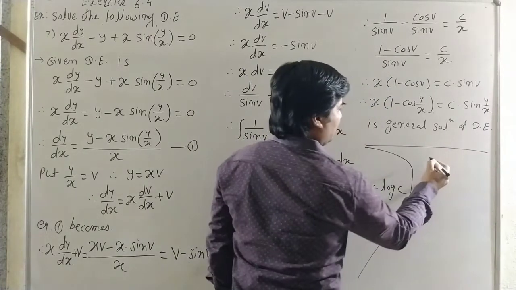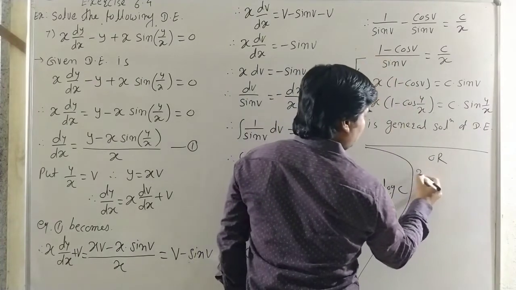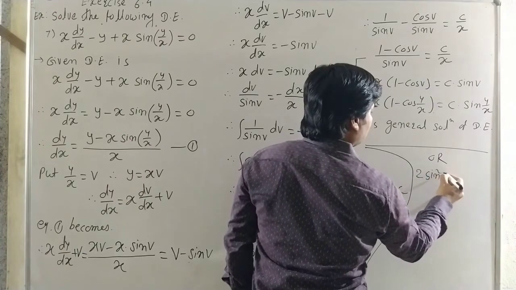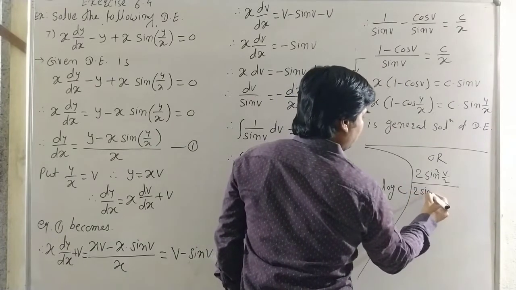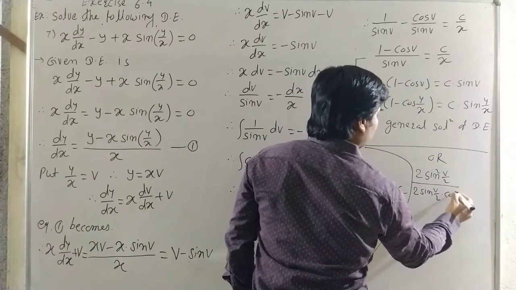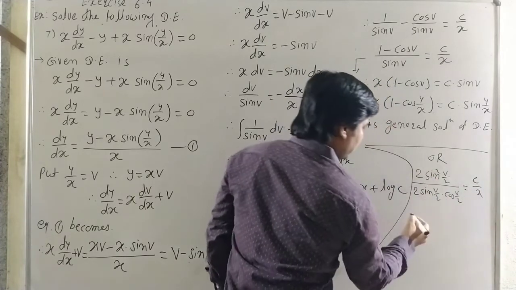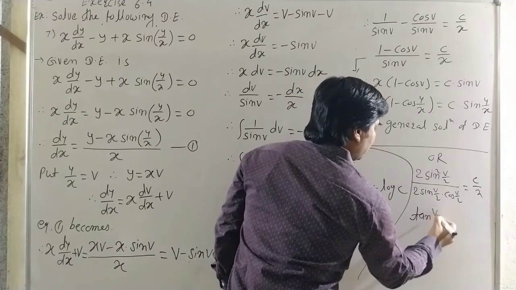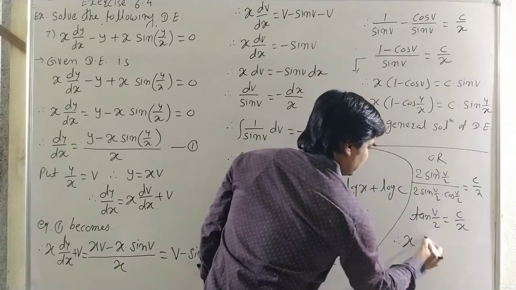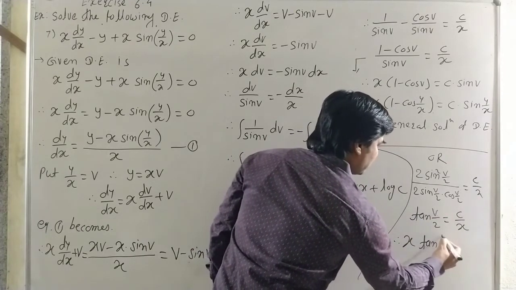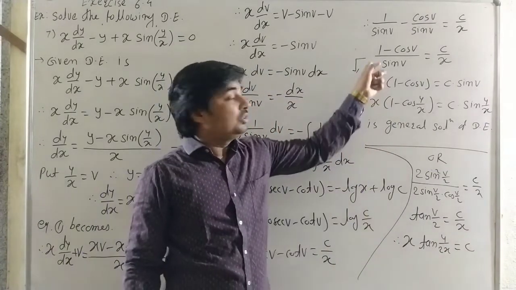Here our next solution. When we use the formula for this, it is 2 sin square phi by 2 upon sin phi, it is 2 sin phi by 2 into cos phi by 2 is equal to c by x. Then 2 gets cancelled, sin gets cancelled. Here it is tan phi by 2. Tan phi by 2 is equal to c by x. And then the last answer, we can write x here, tan phi by 2, phi is y by x. Therefore y by 2x is equal to c is also a general solution of this differential equation.